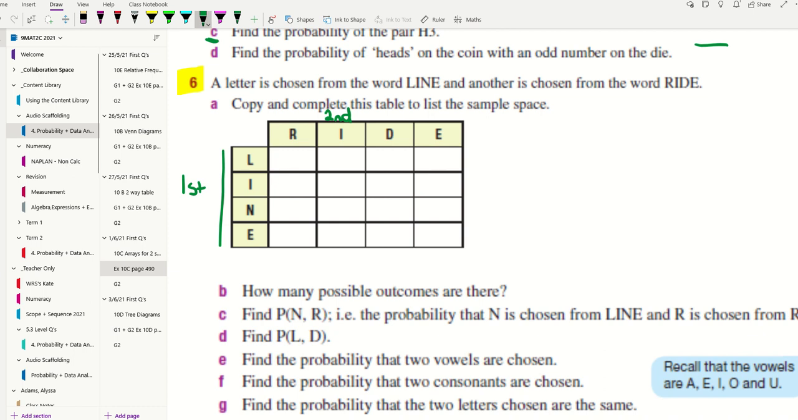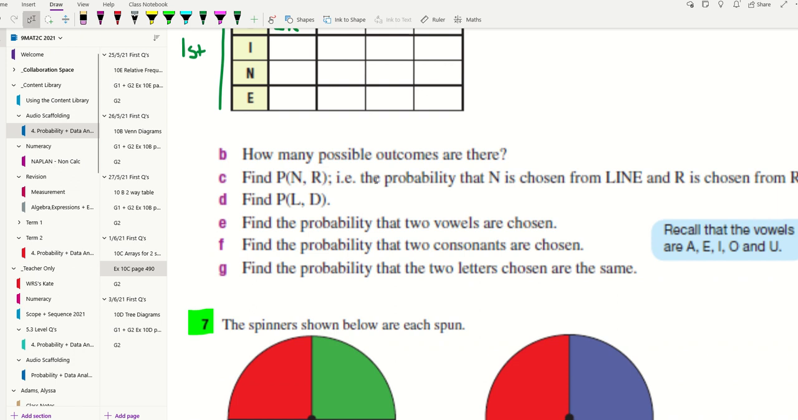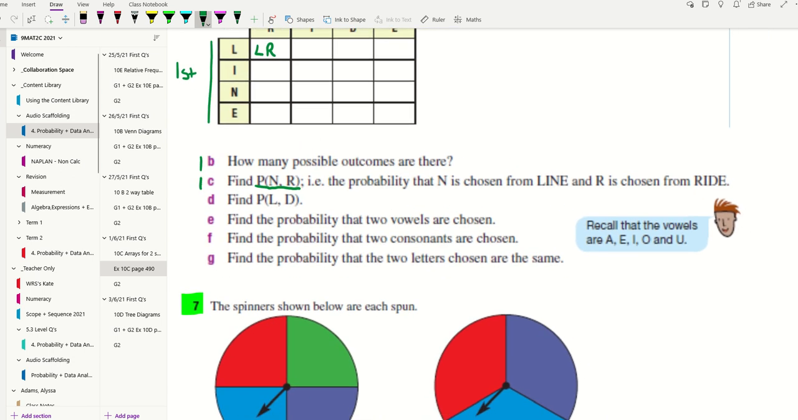So now what you're going to do is just copy them all in. Remember, put the first one in and then the second letter. Do that for the rest of them. And then answer these questions. B, how many possible outcomes are there? C, find the probability of N first and then R second. So it's written P(NR). You're looking for the NR and then finding the probability for that. Furthering on from that, you find the probability of LD, L from the row, D from the column.